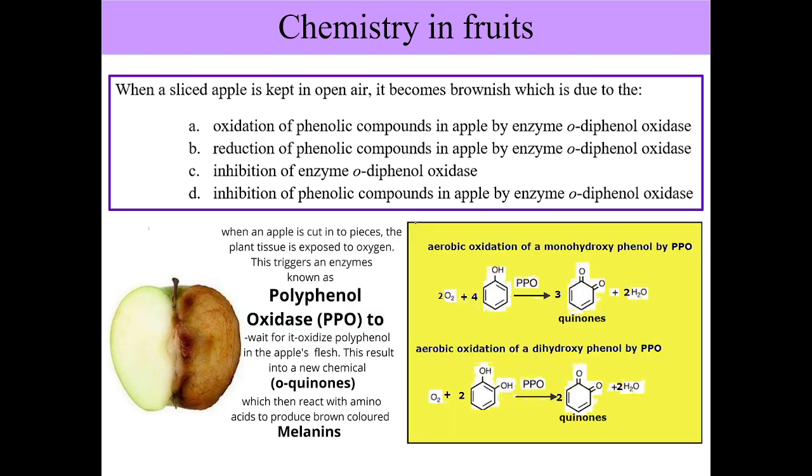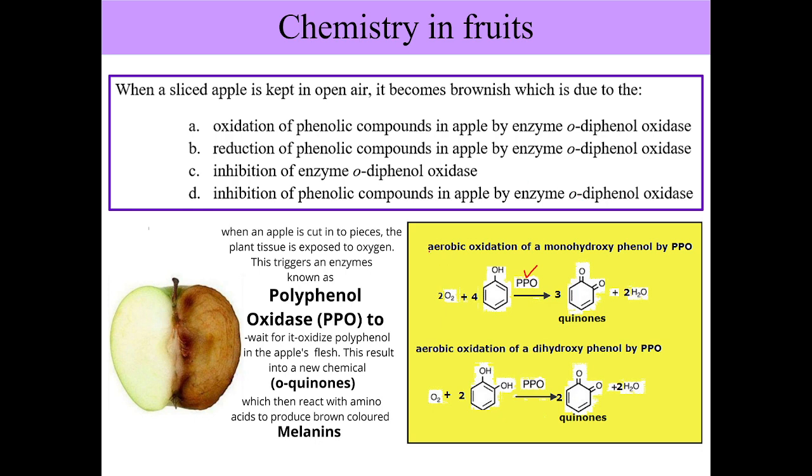Okay. So if you look at the answer, when an apple is cut into pieces, the plant tissue is exposed to oxygen. Therefore, it should be oxidation. And so this triggers an enzyme known as polyphenol oxidase, or PPO, that you can see here, to oxidize polyphenol in the apple's flesh. This results in a new chemical called orthoquinones, which then react with amino acids to produce brown colored melanin. So this brown compound is nothing but melanin.